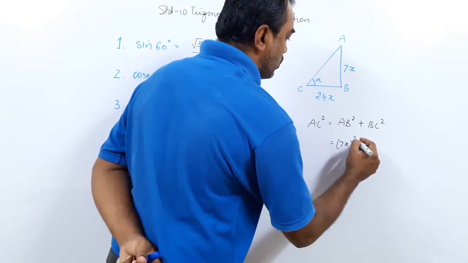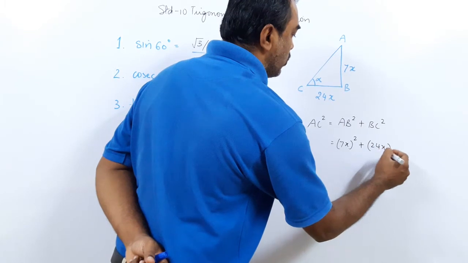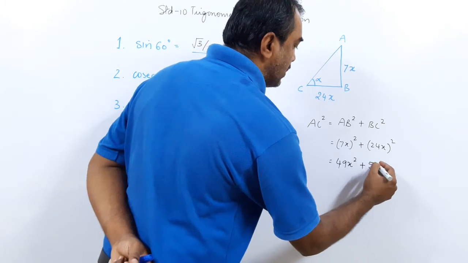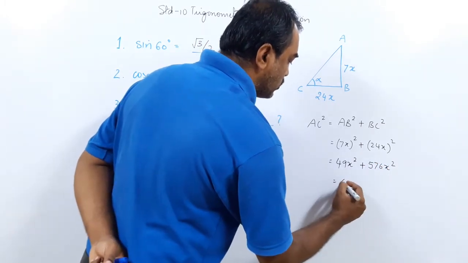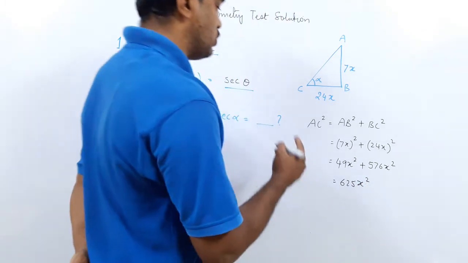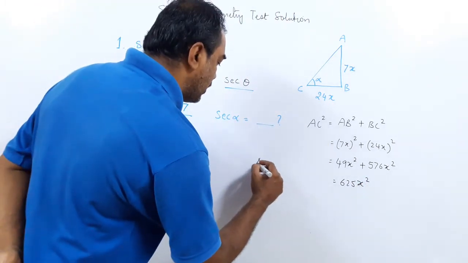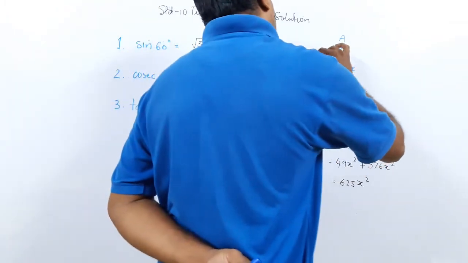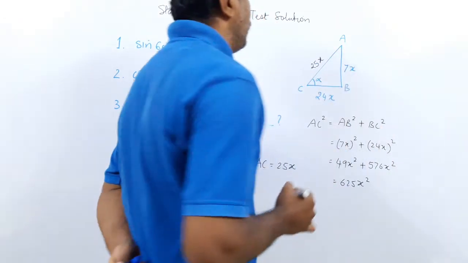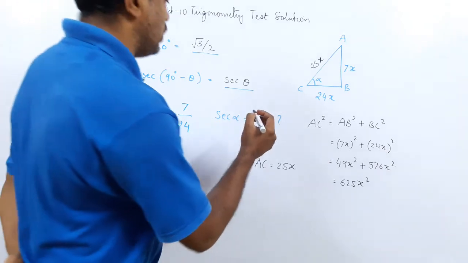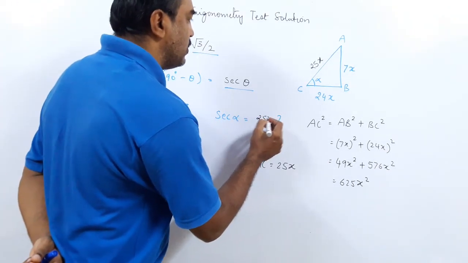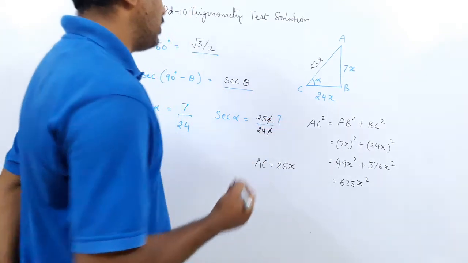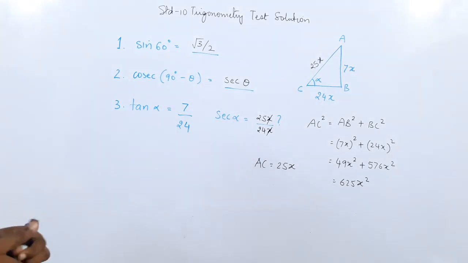That is 7x the whole square plus 24x the whole square. So this is 49x square plus 576x square, which is 625x square. So AC square is 625x square, and AC, the square root, will be 25x. So first you have to find the hypotenuse, which is 25x. Now sec alpha is hypotenuse, that is 25x, upon the adjacent, that is 24x. When you cut the x, you get the ratio 25 upon 24.